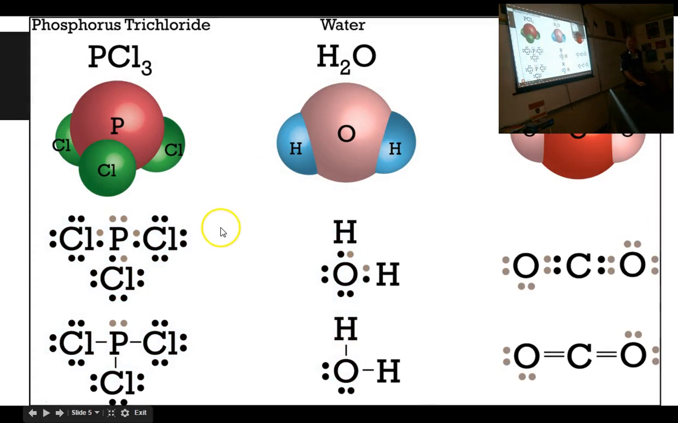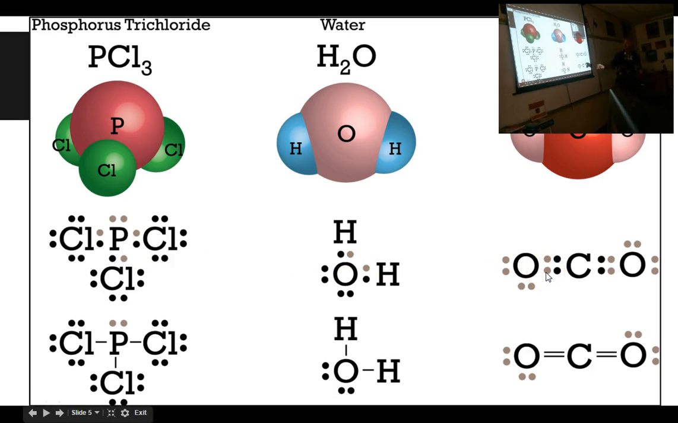More. So phosphorus comes to the table with 5. Chlorine comes to the table with 7. If 3 chlorines share with 1 phosphorus, everybody feels full. Everybody feels like they have 8 electrons. Okay? We just did the water molecule.